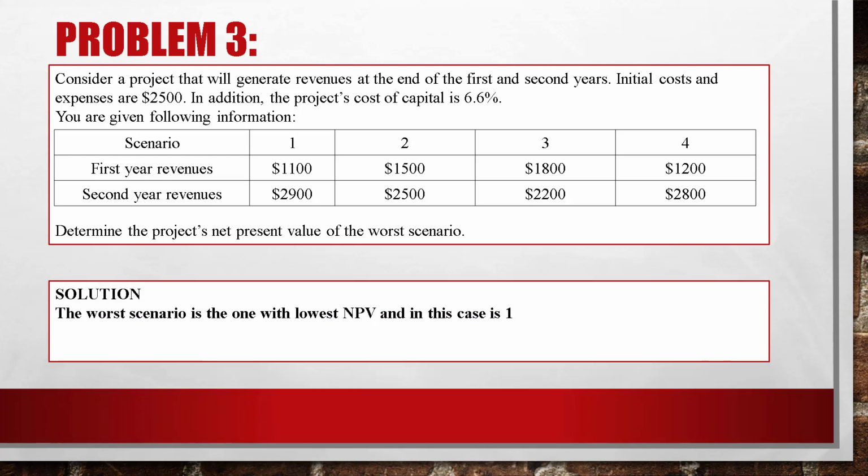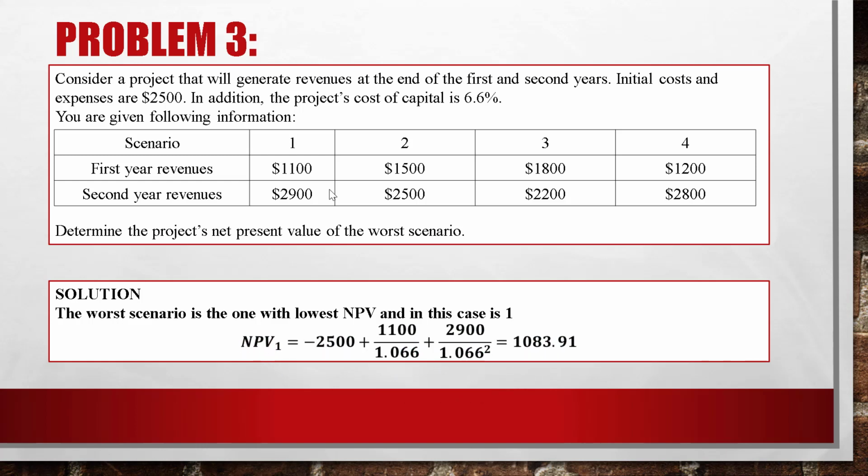The worst scenario is the one with the lowest NPV, and in this case it should be 1 because 1 produces the smallest cash flow. If you don't know which one is the worst, basically you can calculate the NPV for all of these 4 scenarios and pick the lowest one. And here, after I do the calculation, I realize that the first one is the worst scenario, so I'm going to use the first one.